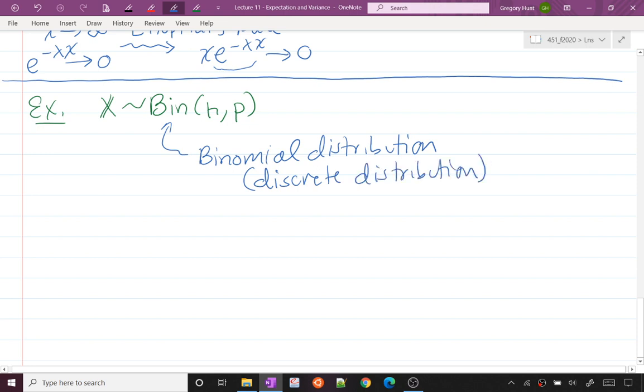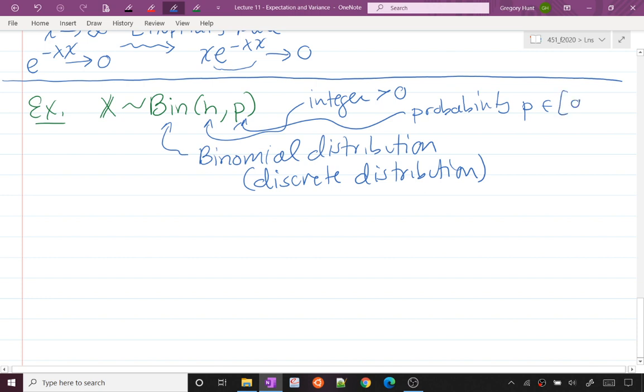And I've denoted here, not written particularly well, that this has two parameters: an integer n greater than 0 and a, let's call it a probability, p, some number between 0 and 1. The canonical experiment, as it were, that you can think of.